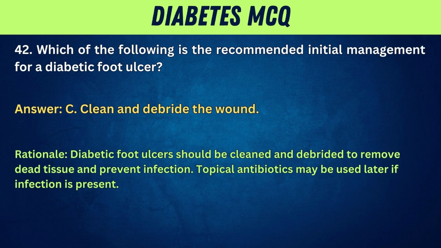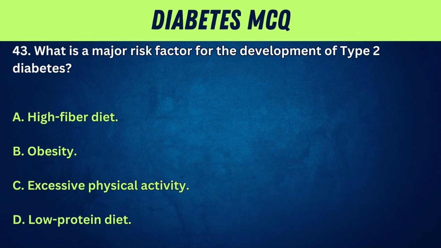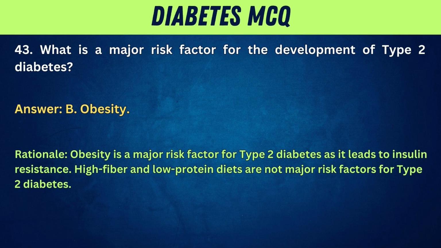Rationale: diabetic foot ulcers should be cleaned and debrided to remove dead tissue and prevent infection. Topical antibiotics may be used later if infection is present. 43. What is a major risk factor for the development of type 2 diabetes? A. High-fiber diet. B. Obesity. C. Excessive physical activity. D. Low-protein diet. Answer: B. Obesity.